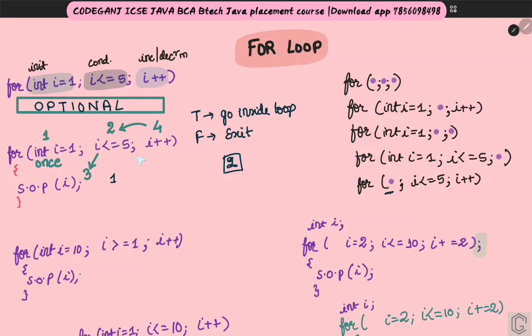The condition is true, it will come inside and it will print. Then again it will go here, i plus plus. The value of i will become 3. The condition is still true, it will come inside, it will print. Similarly 4 and 5 will get printed. Once the value becomes 6, the loop will exit and this will be your output.